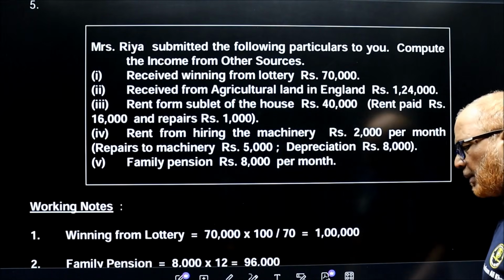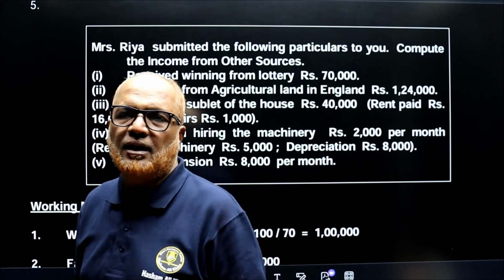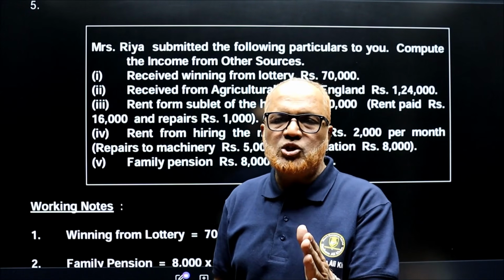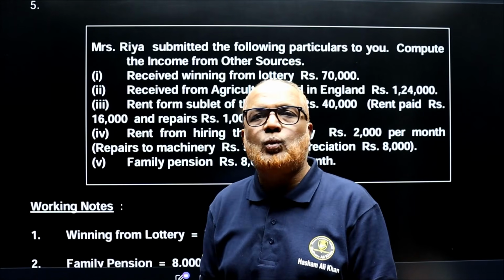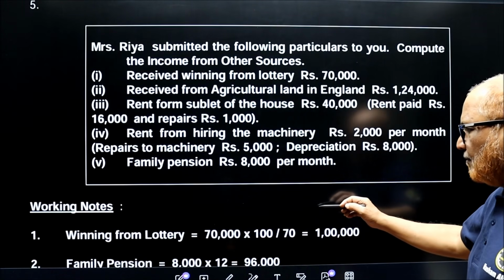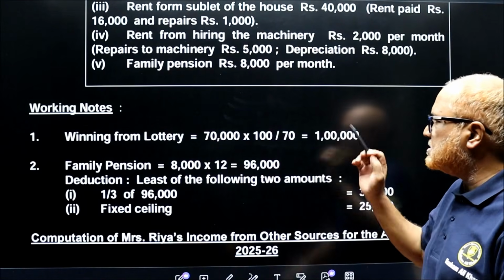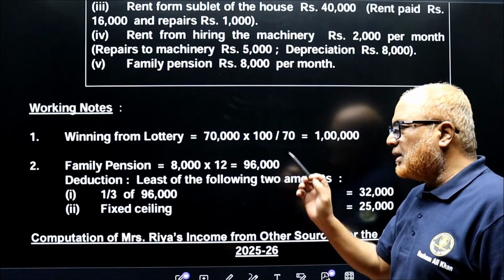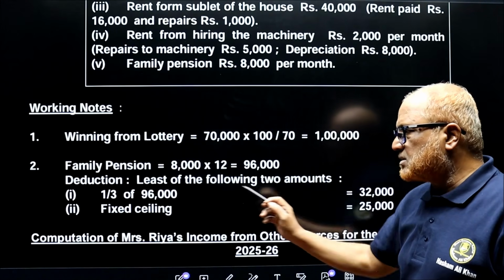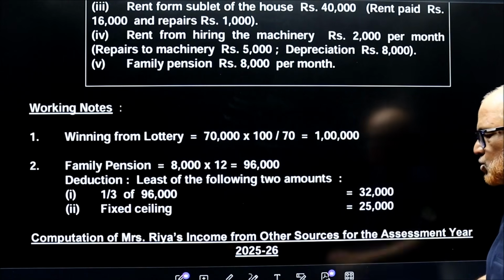Family pension 8,000 per month. In the previous video also I told you family pension is taxable under the head income from other sources. But deduction will be allowed: 1/3 of pension received or a fixed ceiling of 25,000 in the default tax regime. Now, winning from lottery, 70,000 into 100 by 70, 1 lakh. The gross amount from winning is 1 lakh. Family pension, 8,000 into 12, 96,000. The least of the following two will be allowed as deduction: 1/3 of 96,000, 32,000, or the fixed ceiling under the new default tax regime, 25,000.